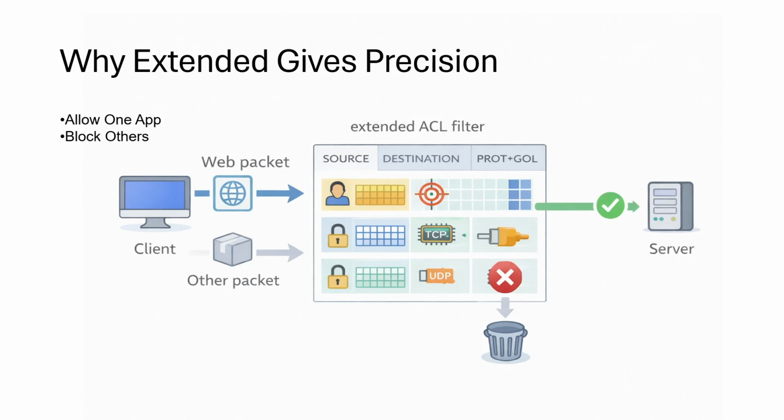But why does that difference matter? Because with a standard ACL, you might block more than you intended. It only knows the source. But with an extended ACL, you can allow one type of traffic and block another. Conceptually, permit web traffic to a server, deny other traffic to that same server. That kind of control requires extended ACL thinking.